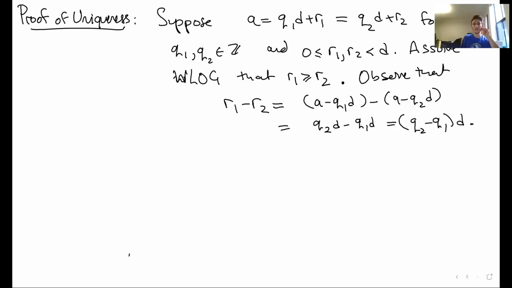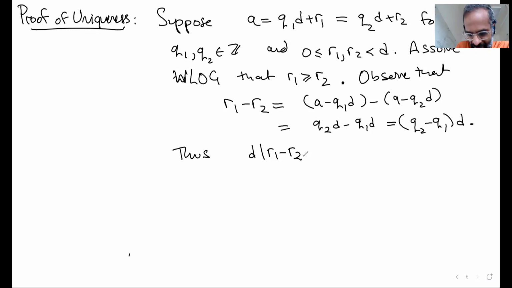It means R1 minus R2 is divisible by D, which suggests that the difference between R1 and R2 has to be greater than or equal to D, which contradicts our choice of R1 and R2.